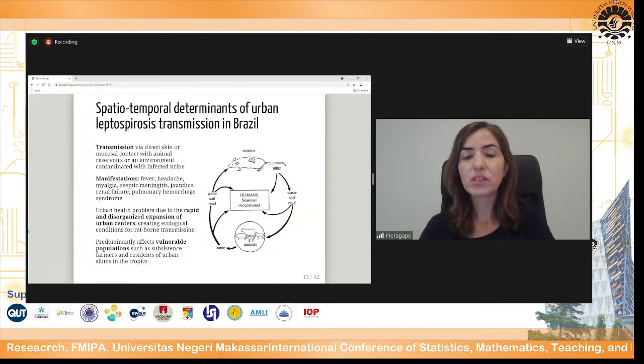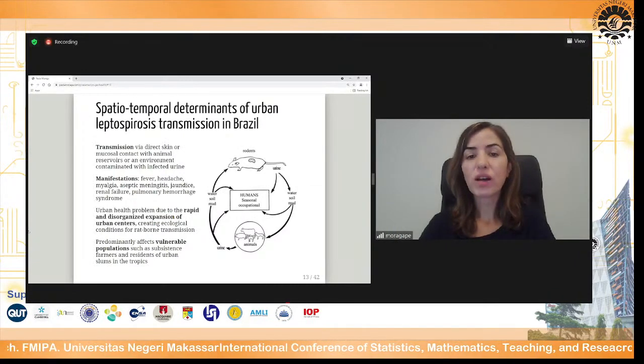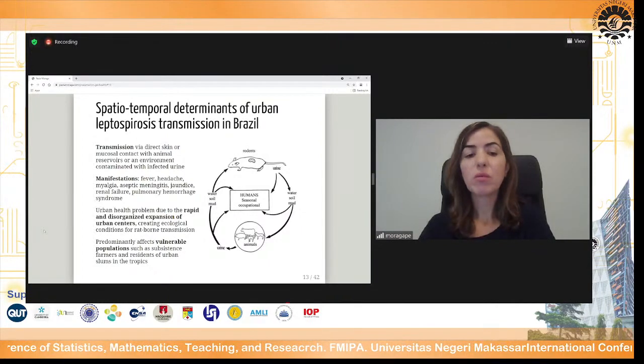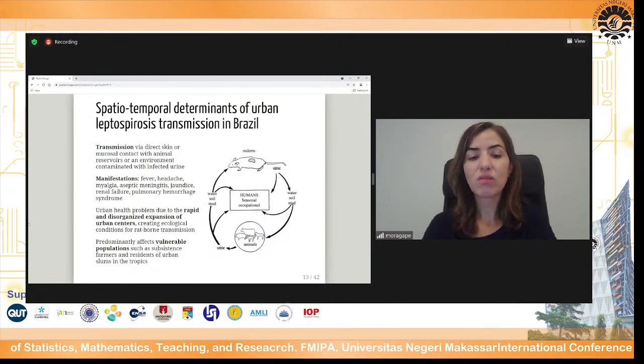Leptospirosis is a disease transmitted by the urine of the rats or an environment that is contaminated by the urine of the rats. People with leptospirosis have fever, headaches, and also more severe symptoms such as pulmonary hemorrhage syndrome. Leptospirosis is an urban health problem due to the rapid and disorganized expansion of urban centers that creates ecological conditions for rat-borne transmission. And it affects vulnerable populations such as farmers and residents of urban slums in the tropics.